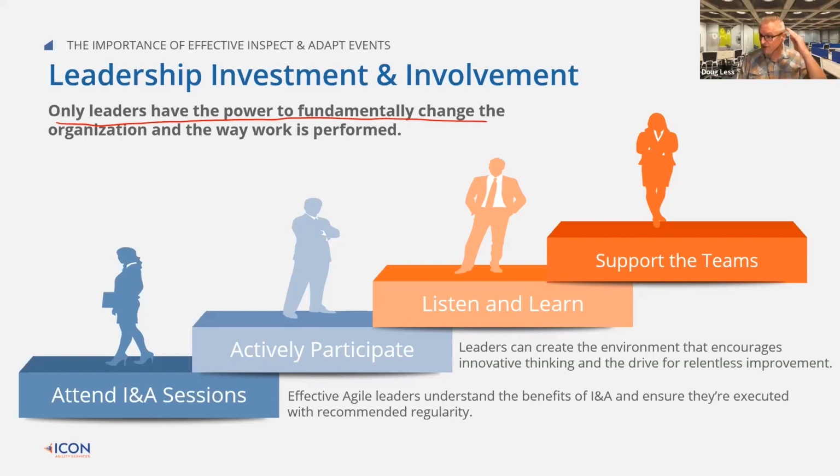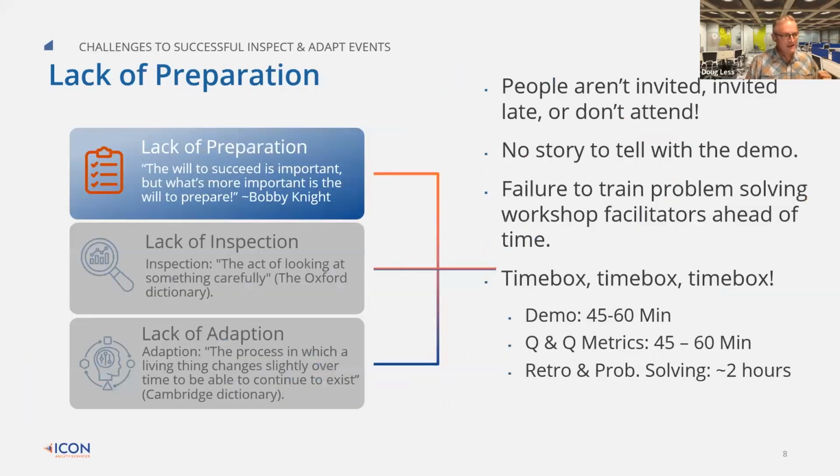And so let's go back, thinking back to that survey. I'll just jump ahead. Thinking about the 3 ways that I would break down the common challenges to a successful inspect and adapt event. And the first is lack of preparation. And that's people aren't invited, right? I don't have the right stakeholders invited. I haven't invited them. I don't have customers there. I haven't looked at who all might be impacted by the solutions I'm delivering and invite some representation from them.